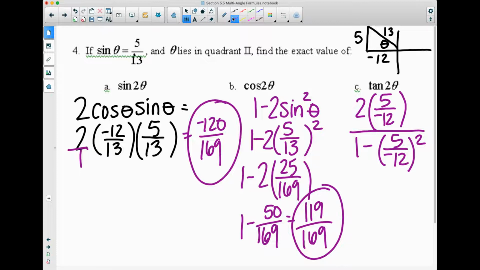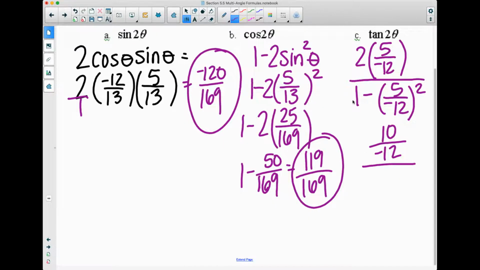How many of y'all, after multiplying the 2 to the 5, reduce 10 over 12? Did it make it harder on you later? No. No? Good. Me personally, if I had 10 over negative 12, and because I'm recording, I'm gonna have to get creative on how I write all this in here.